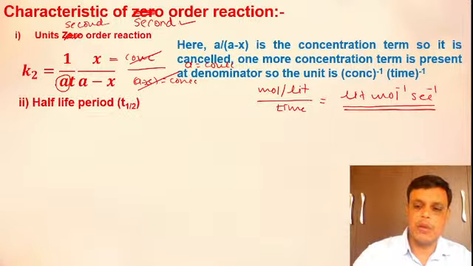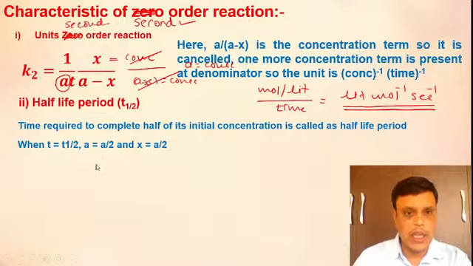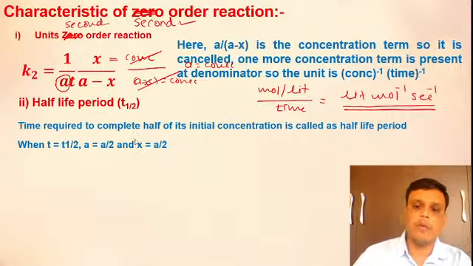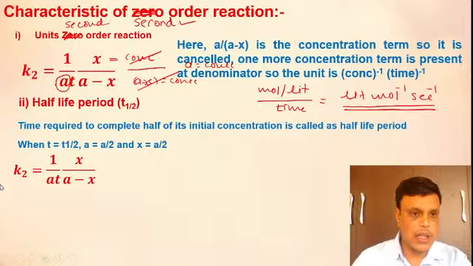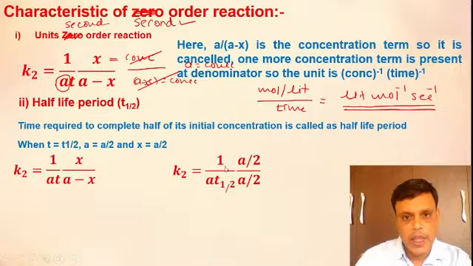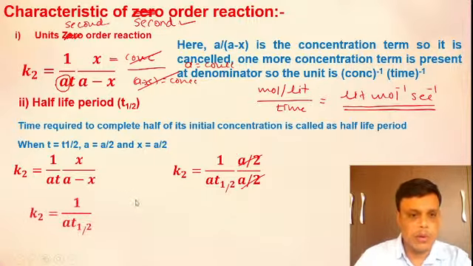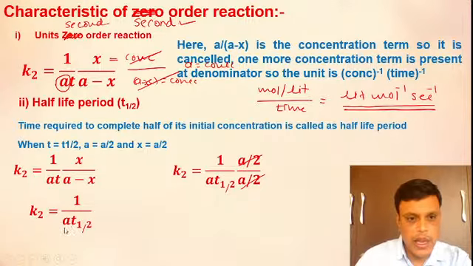Then we will see the half-life period. You know the half-life period. What is half-life period? It is the time required to complete half of its initial concentration. At t half, a is equal to a by 2 and x is equal to x half. So we will put this value in the integrated rate law equation for second order reaction, and we will get k2 is equal to 1 divided by a into t half, x divided by a minus x. Here instead of x we will put a by 2, and instead of a minus x also we will put a by 2. See, this a by 2 will get cancelled by a by 2, and you will have only k2 is equal to 1 divided by a t half.